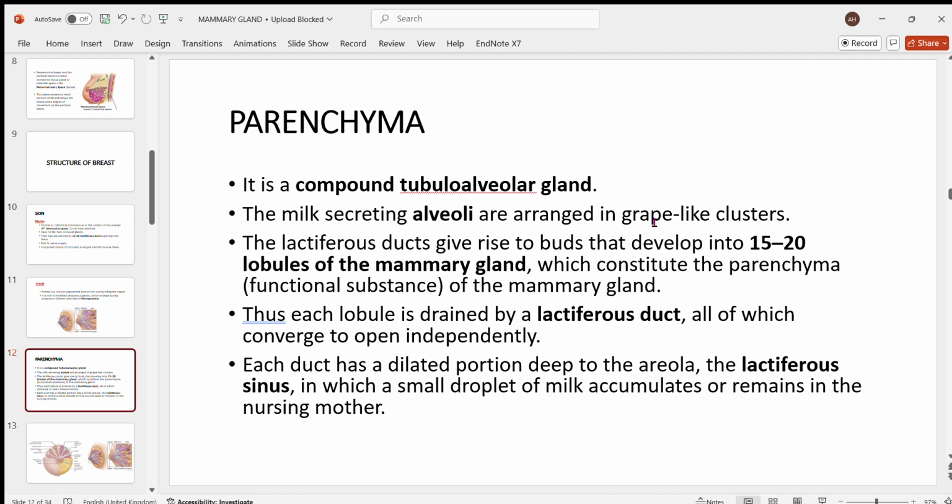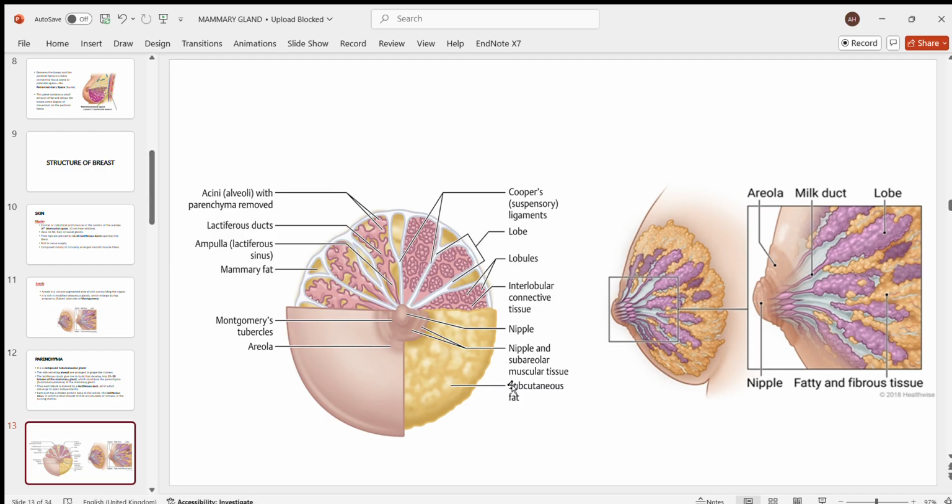As I've told you earlier, we will discuss breast under three headings. First was skin that we have discussed. Now we'll discuss the parenchyma. Parenchyma is the main structure of the breast. Generally breast is a compound tubulo-alveolar gland. We'll discuss parenchyma in this picture.